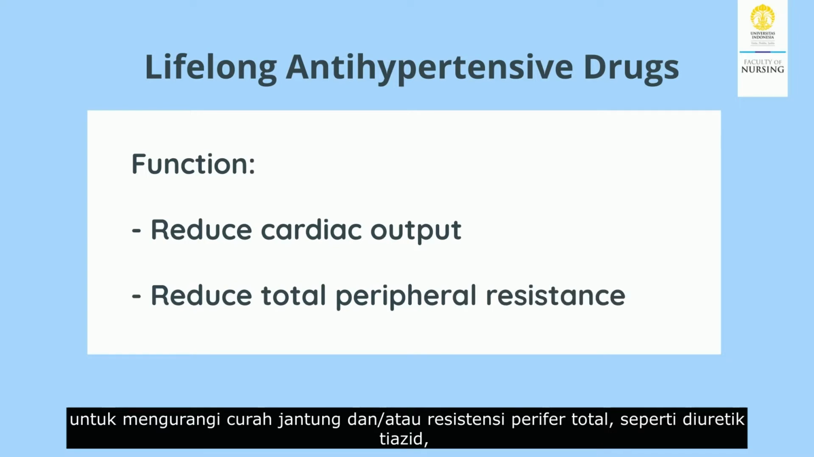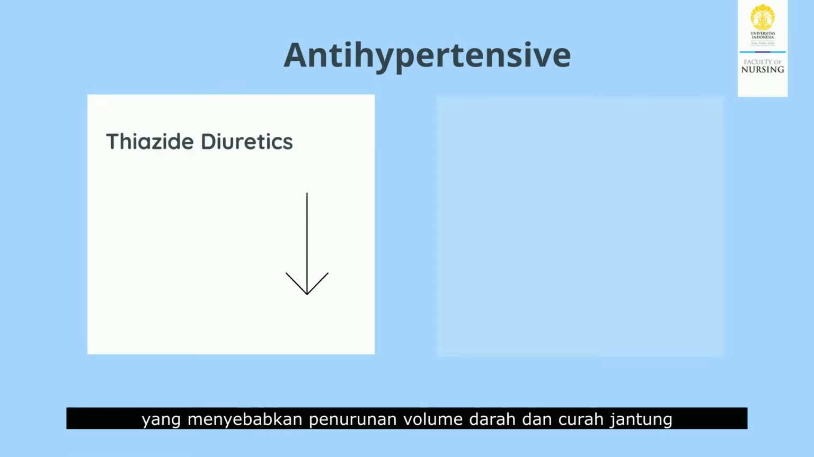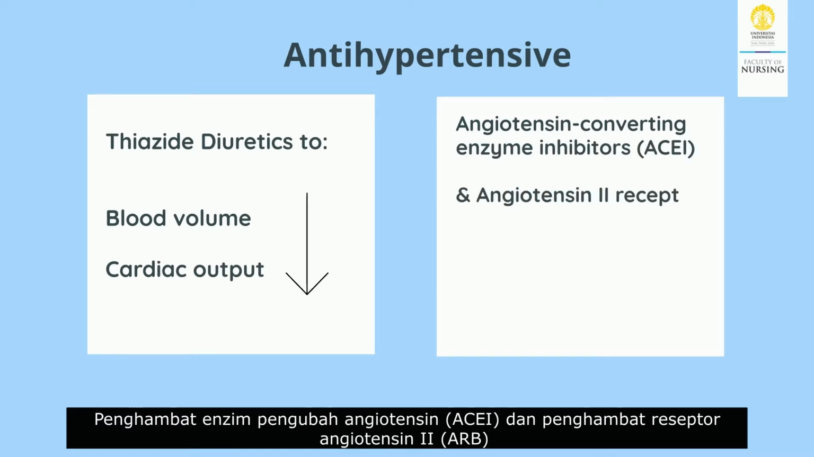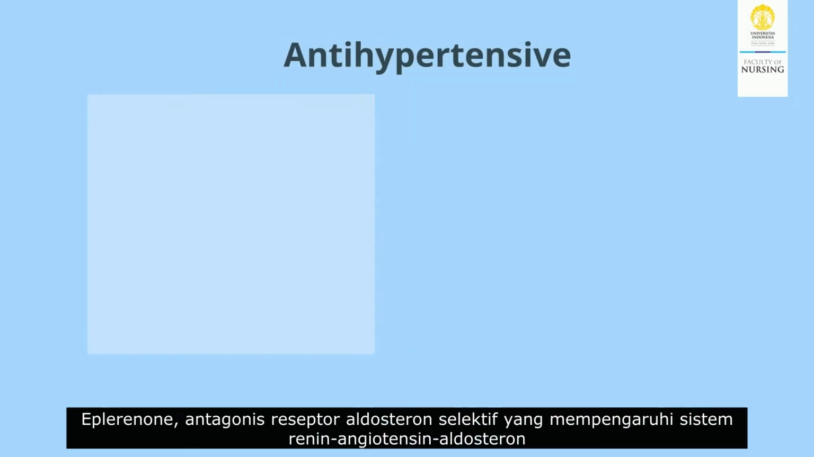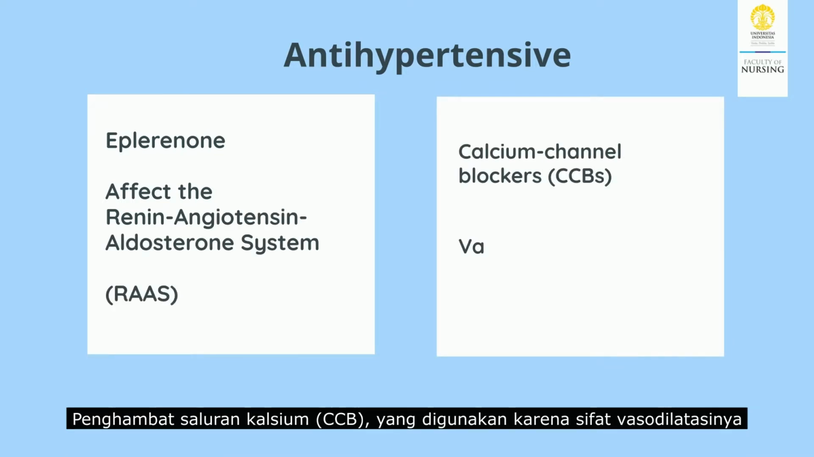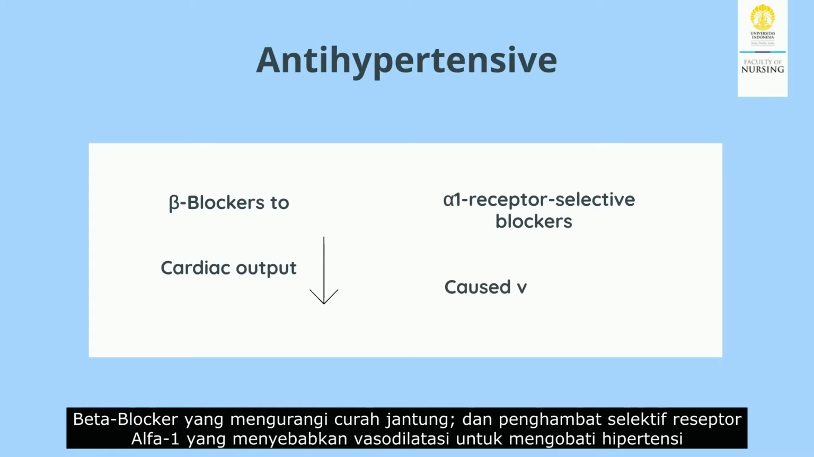peripheral resistance, such as thiazide diuretics that cause a fall in blood volume and cardiac output, angiotensin-converting enzyme inhibitors or ACEI, and angiotensin II receptor blockers or ARB that reduce total peripheral resistance, eplerenone, and selective aldosterone receptor antagonists that affect the renin-angiotensin-aldosterone system. Calcium channel blockers or CCB that are used for their vasodilating properties, beta blockers that reduce cardiac output, and alpha-1 receptor selective blockers that cause vasodilatations to treat hypertension.